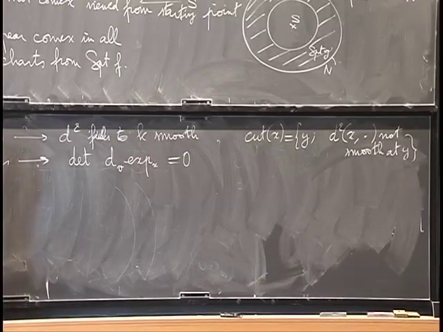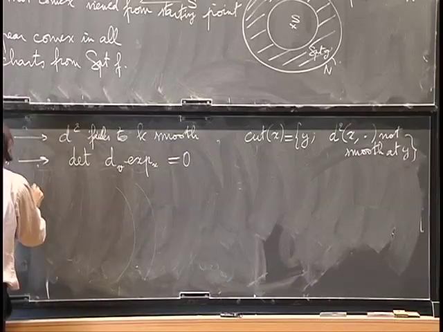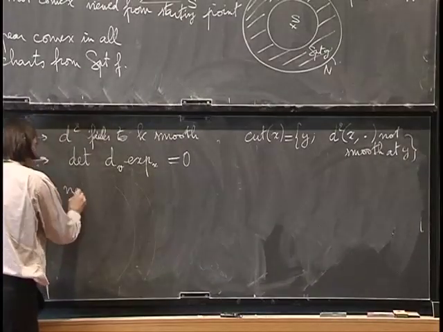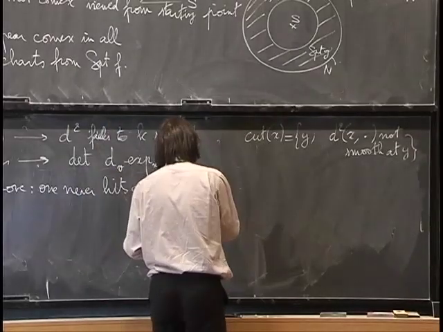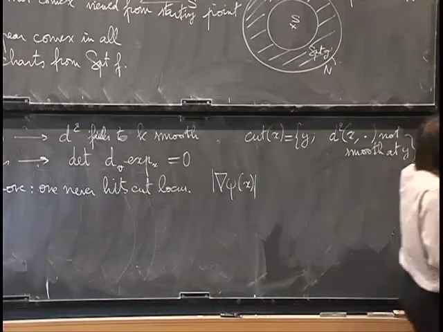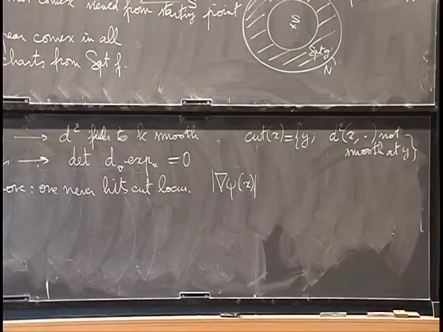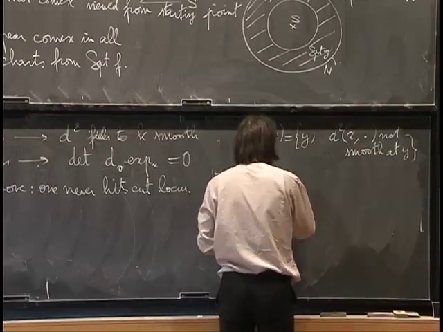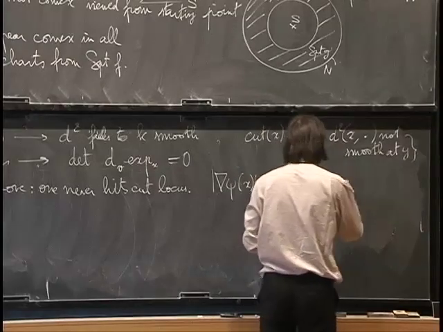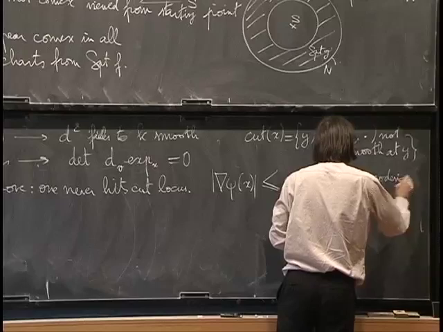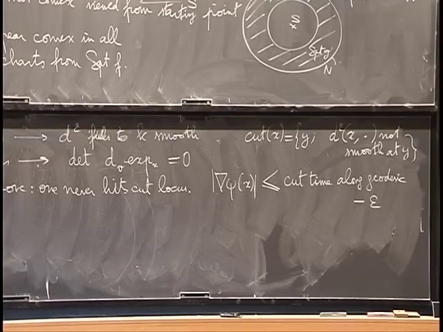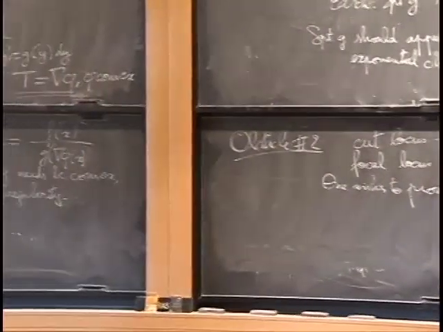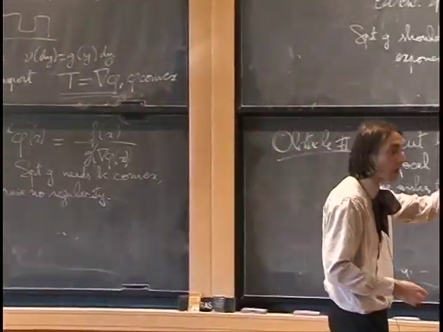OK. So one wish is to prove that you never hit the cut locus. So this means the distance you go along the geodesic, which is the norm of this vector, you want to prove it is strictly before the cut time along the geodesic: the cut time along the geodesic minus some epsilon, which is positive. So that you always transport along minimizing geodesics strictly. This looks natural because your transport has to be minimizing, so you don't want to go up to the cut locus. It would be a disaster. You would take another path if you passed the cut locus.